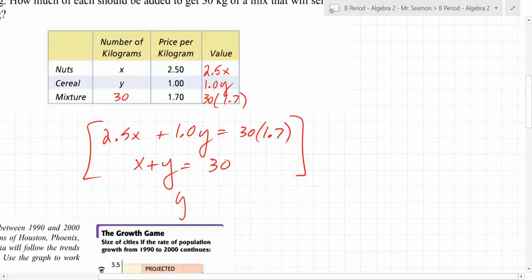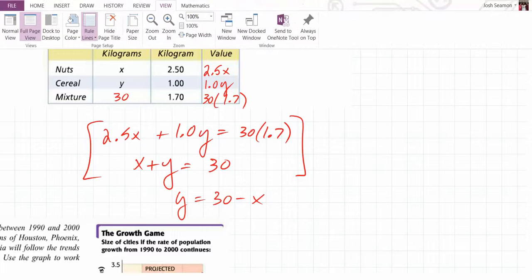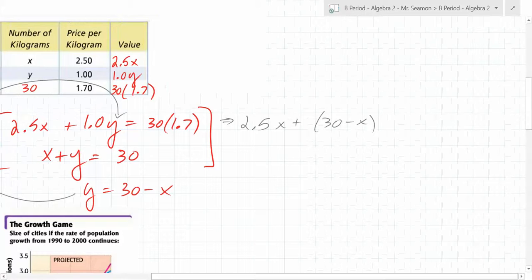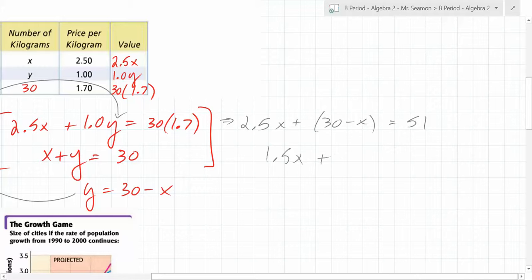Substitution. You get y is equal to 30 minus x. Where can you plug that in? First equation. Right there, and what do you end up with? 2.5x plus 30 minus x is equal to 30 times 1.7. It's going to be 51. So what's that going to be? It's going to be 1.5x plus 30 is equal to 51.